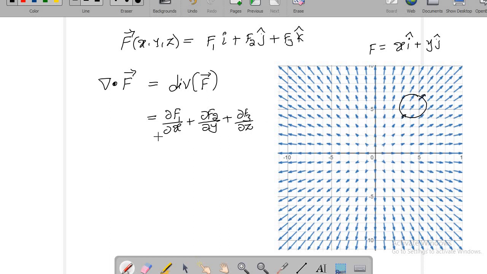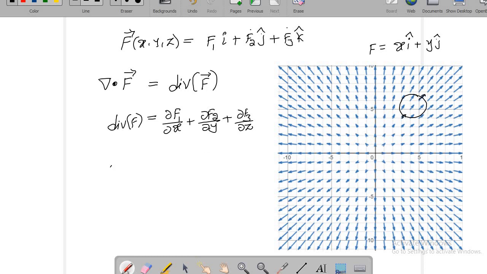This is how the divergence can be calculated. See, the derivative of the first one with respect to x, the second one with y, the third one with z, and you need to add them. Remember, the dot product will give us a scalar, so you should not write i, j, k. Okay, so for this vector field, let me write it as divergence of f.